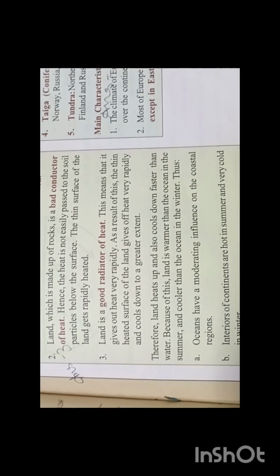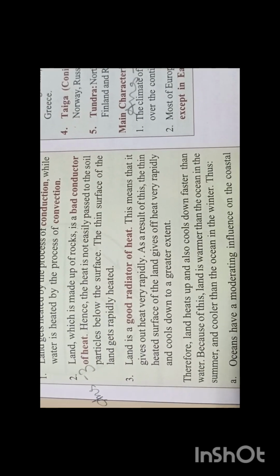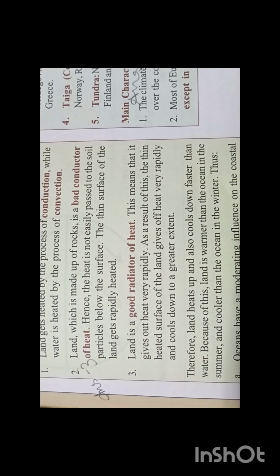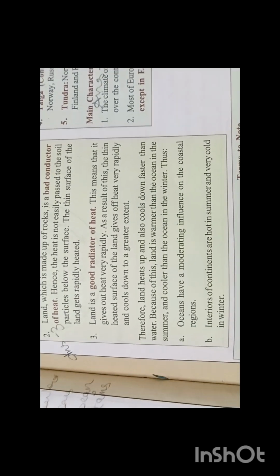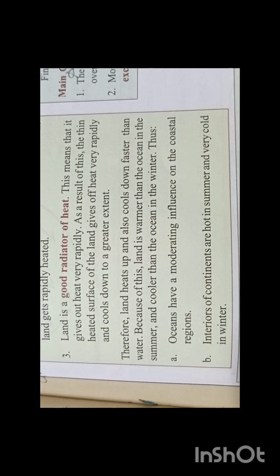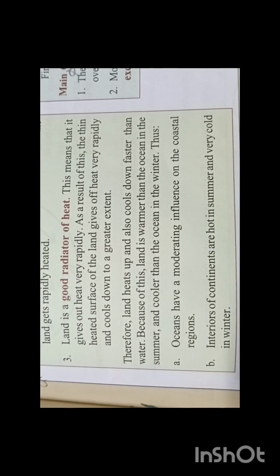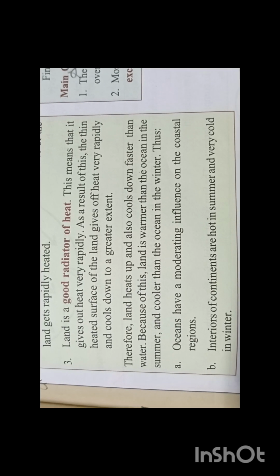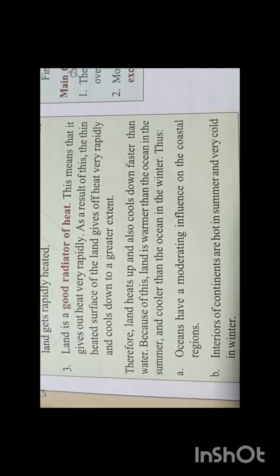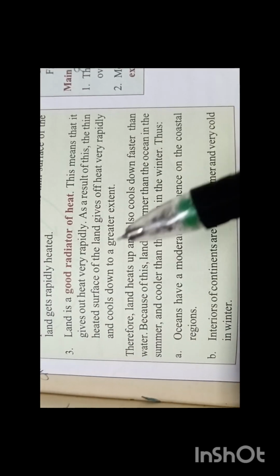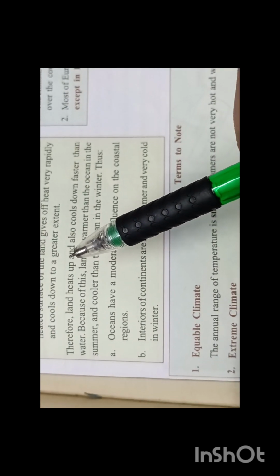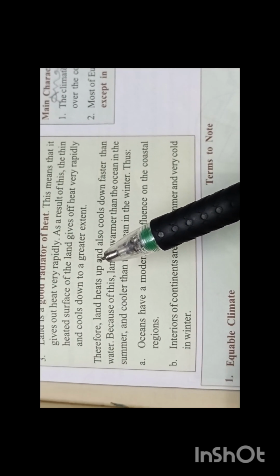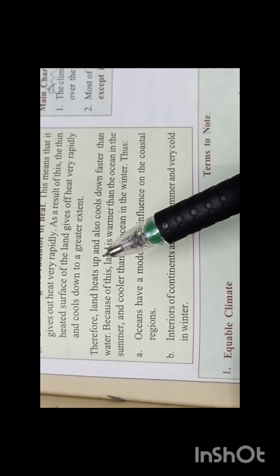If it will give heat, then it's obvious that it will cool down. Okay, these are the 3 points. Now, therefore, land heats up and also cools down faster than water. Because of this, land is warmer than the ocean in the summer and cooler than the ocean in the winter. Now, remember that the land heats up and also cools down faster than water. Okay, it is important to remember.